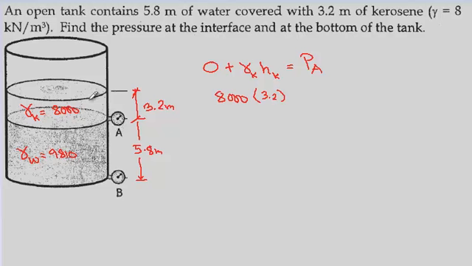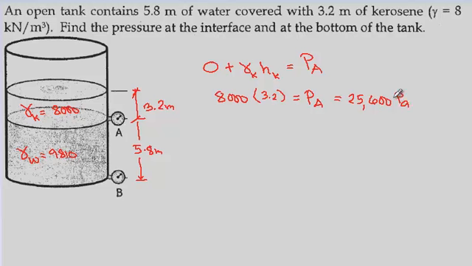Which means PA will only be dependent on the fluid above it, not on the fluid below point A. The pressure will only be dependent on fluid above it. If there's fluid above it, then it will cause an increase in pressure. If there's none, then it doesn't matter what is below. So that's 8,000 times 3.2 equal to PA. And therefore, PA will be equal to, what is that? 8,000 times 3.2 is 25,600. Okay? So that's 25,600 Pascal.